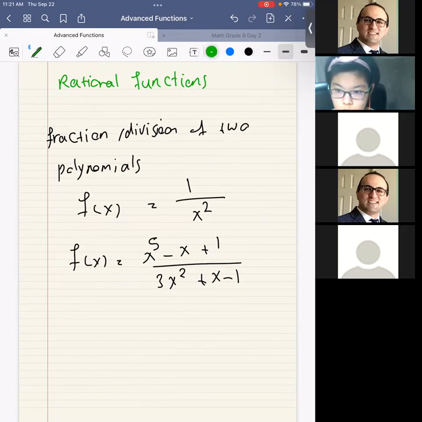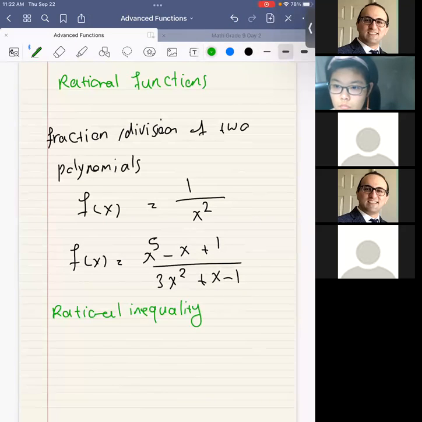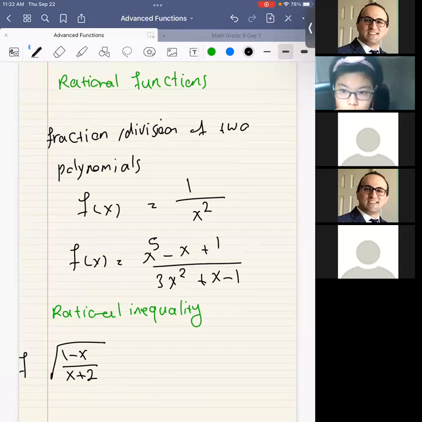Rational inequalities are like the questions that you have in your assignments. For example, in one of the assignments you had something like square root of 1 minus x over x plus 2. That was a function f of x, and they asked you to find the domain.